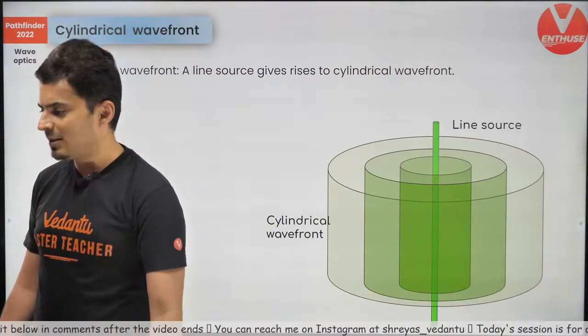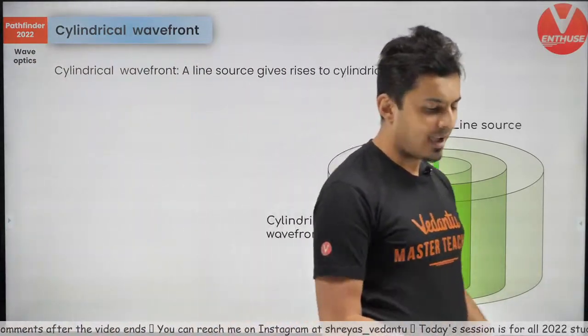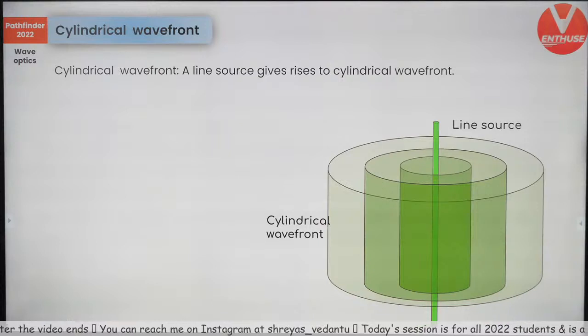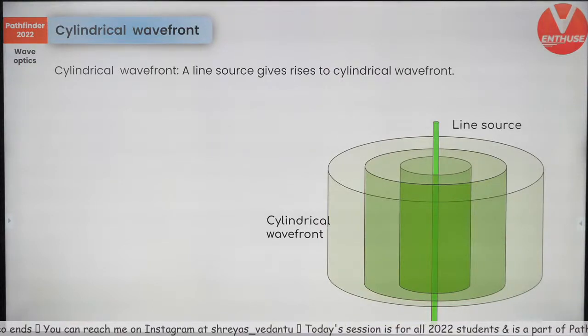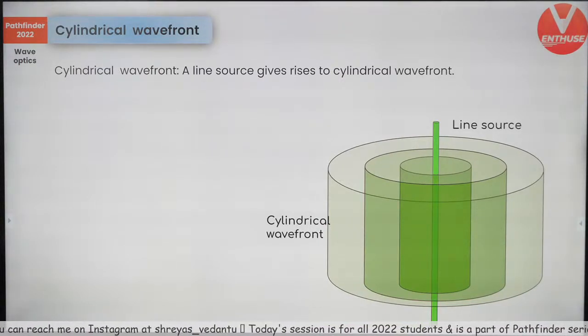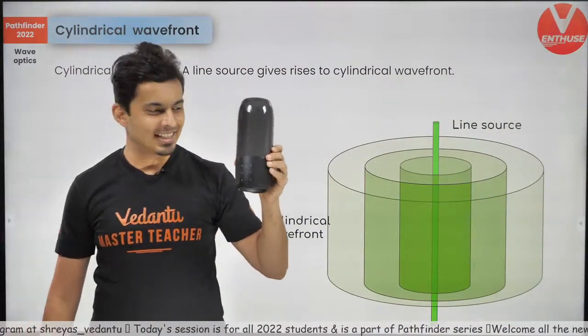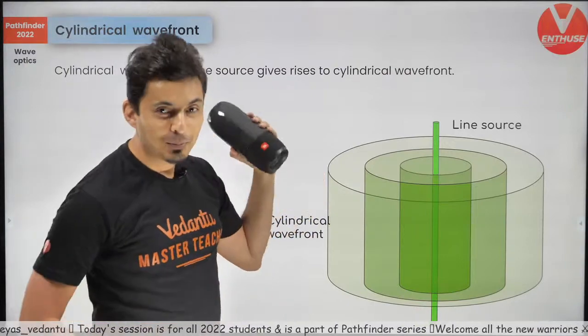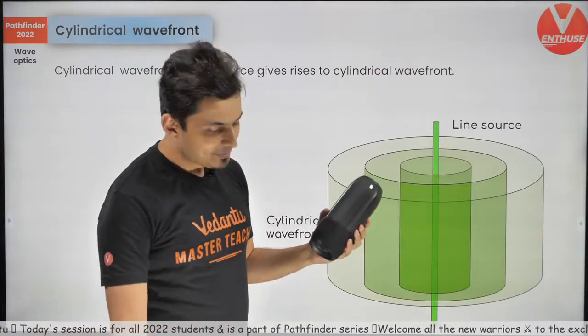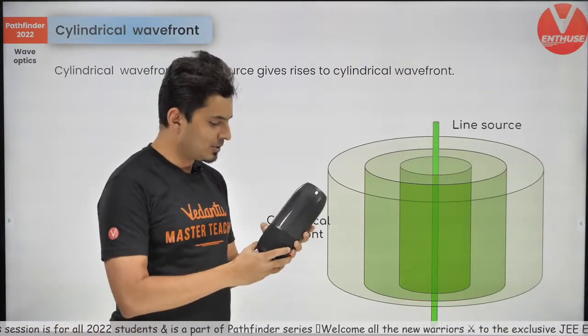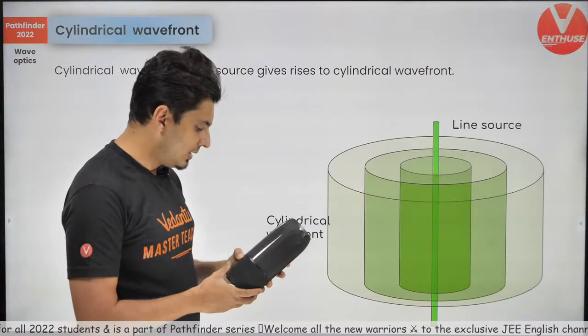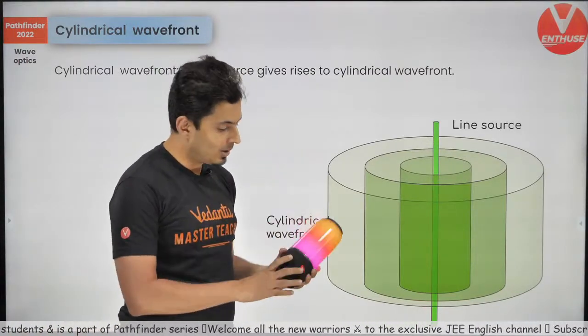Cylindrical wavefront means what? I'll give the best example. I have a best example over here. Let me show this to you. It's a very interesting thing. Guess what? So I have it. This is a cylindrical source creating cylindrical wavefronts. So this speaker of JBL, okay, I'm not promoting JBL, but whatever. So this JBL speaker, it looks very cool though. Let me see. Oh, does it have battery? Yes, it has battery. Wow, beautiful.